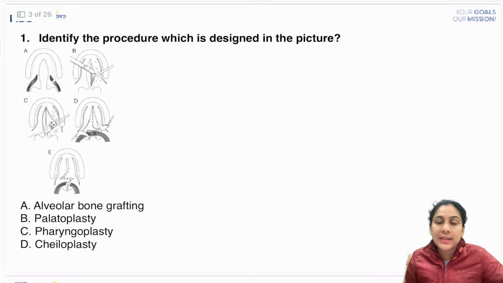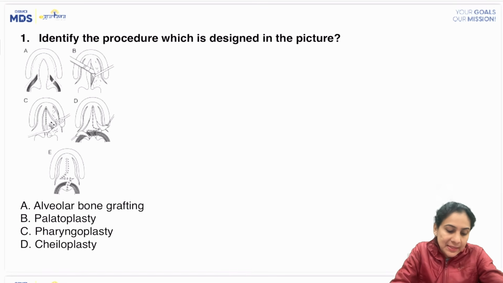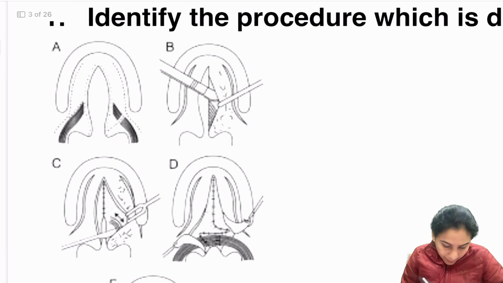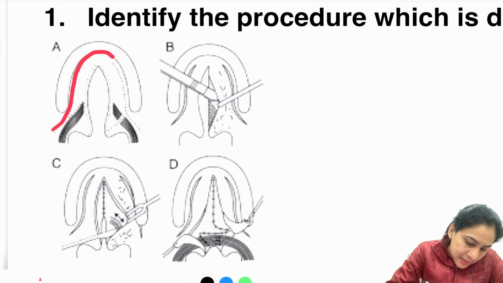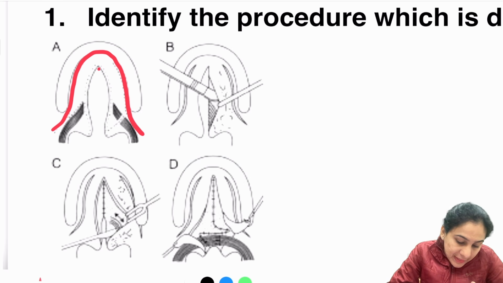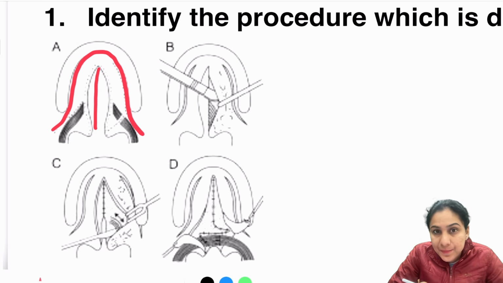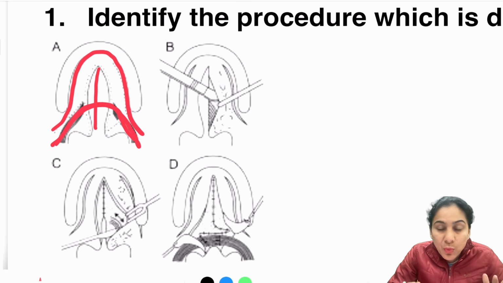The first question is: identify the procedure which is depicted in the picture. You can see here that this is the image of the palate. Ideally, it should have been one, but you can see that there is a big cleft there. The levator veli palatini, which should have been a continuous muscle, is actually split. What is the surgeon doing?